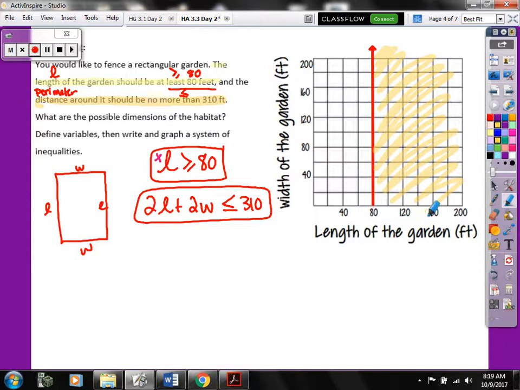Now for the other inequality, we do want to find the intercepts; that would be the easiest way to do this. So I would actually plug in 0 for L and 0 for W. Whenever I plug in 0 for W, it just kind of goes away. So we'll get 2L is less than or equal to 310, and 2W is less than or equal to 310. So both of them are going to get the same intercept, which would be 155.